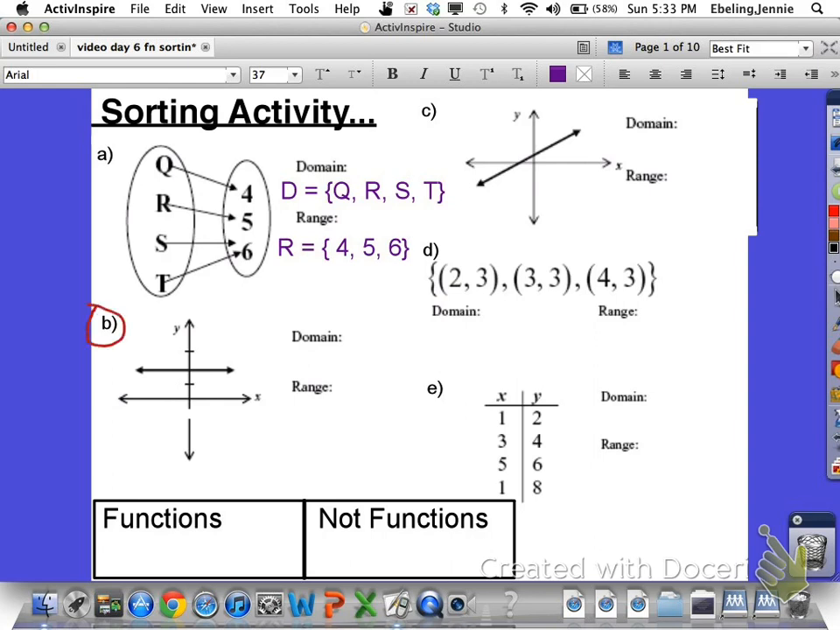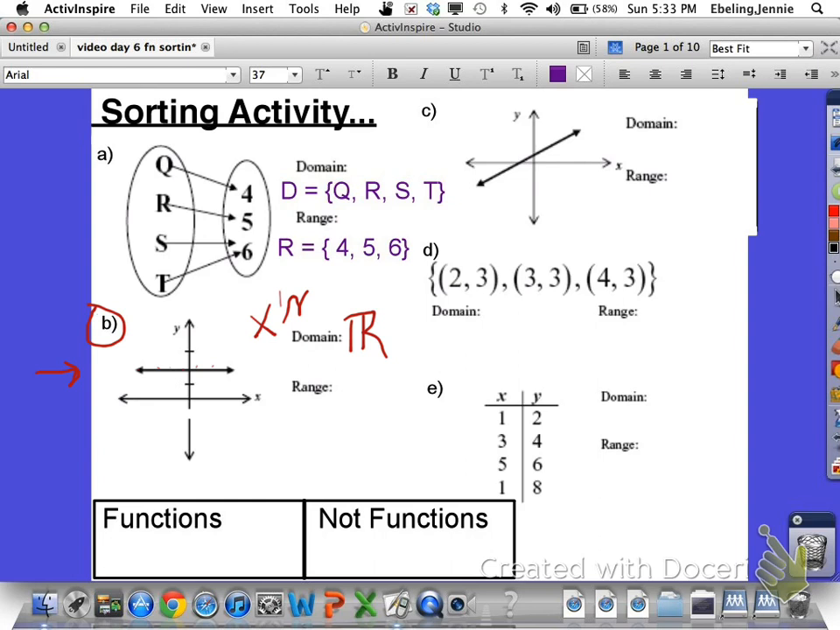On B down here, I have this horizontal line graphed. Now when I identify the domain, they are my x's. You have to ask yourself, what can x be? Well, if this is a horizontal line made up of a bunch of points on this line, x can be any number, so we say that it's all real numbers.